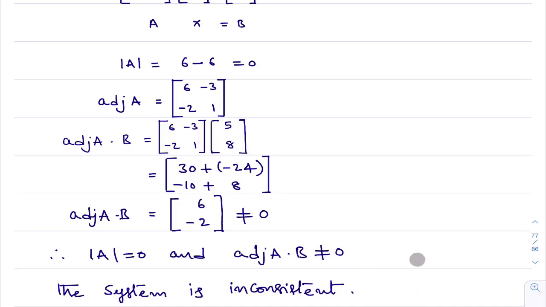Det A equal to 0 and adjoint A into B is not equal to 0, then we say the system is inconsistent. In case adjoint A into B is 0, then we say the system is consistent. That is the third case. Okay, so you need to remember those three cases.